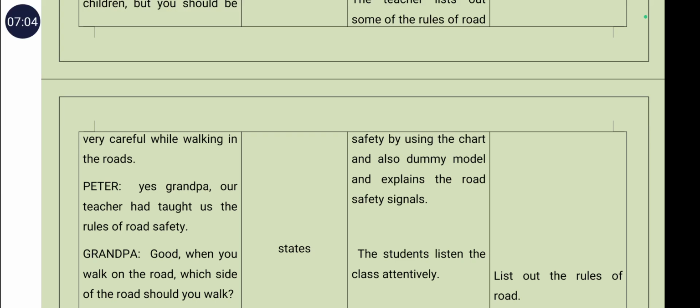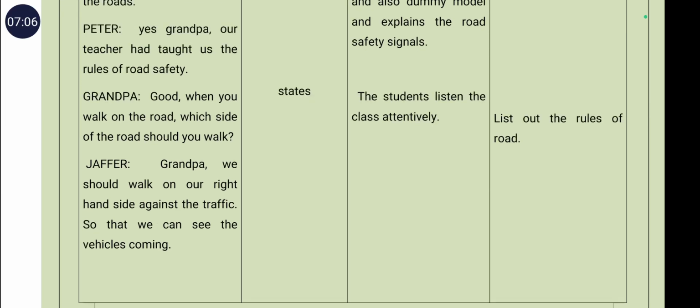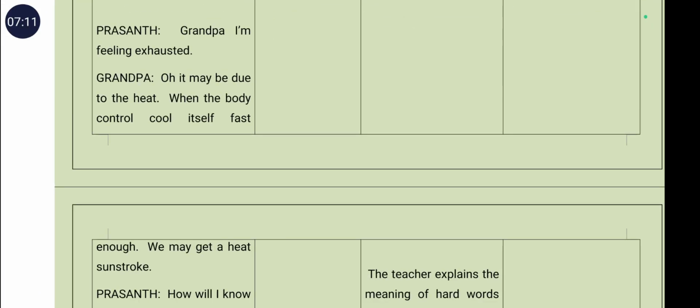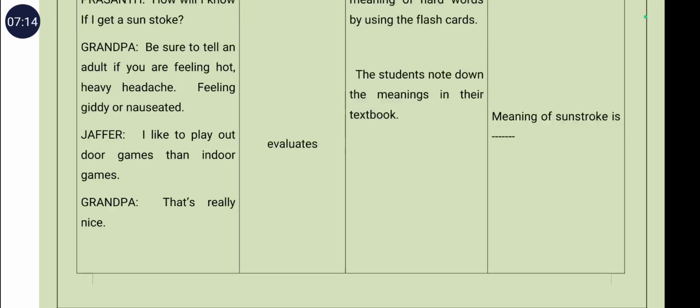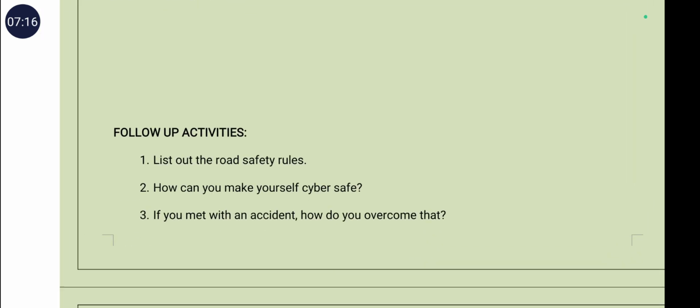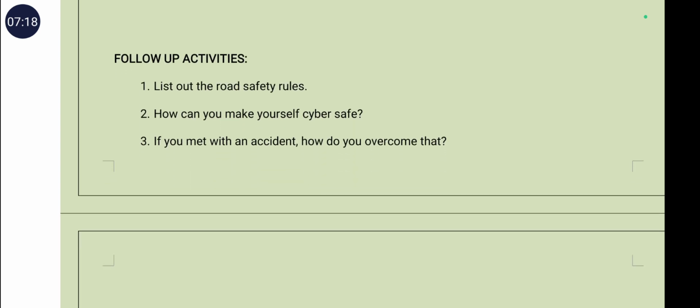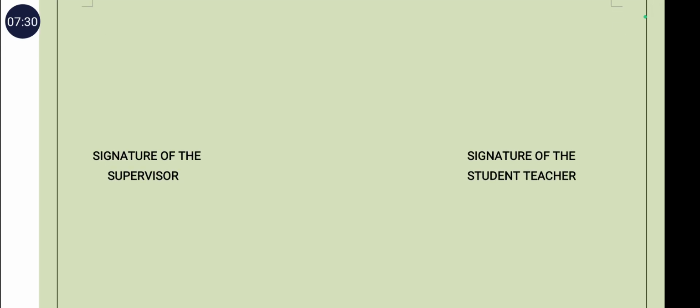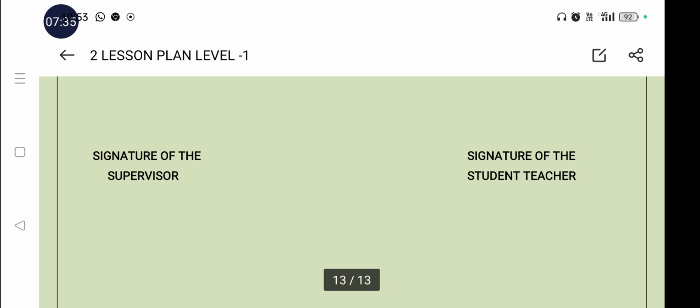And in the last column, you have to ask some questions to the students in order to check their understanding. If you have 5 objectives, you have to write 5 exchanges. If you have 4, you can write 4. At the end you have to write the follow-up activities. You can use book back questions, or otherwise you can frame your own questions, and at the end you can mention the signature of the supervisor and the signature of the student teacher. So this is the format for writing a lesson plan.